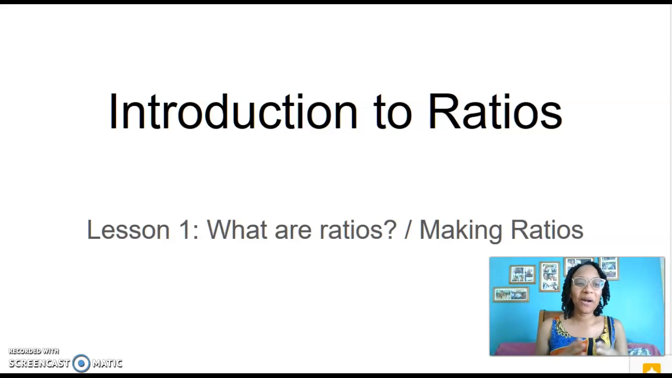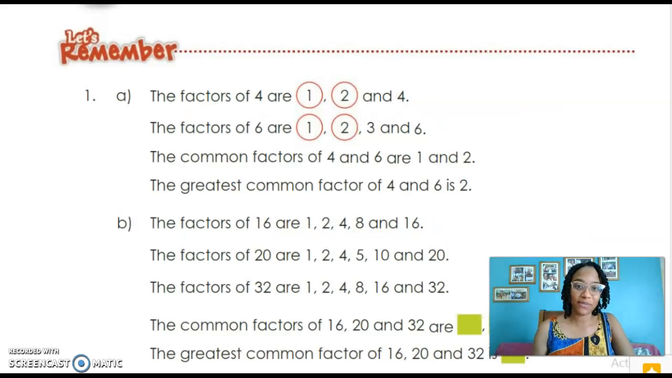All right, today we are beginning a new unit in math. Today we're starting our introduction to ratios. In this lesson, you're going to learn what ratios are and actually practice making a couple of ratios.